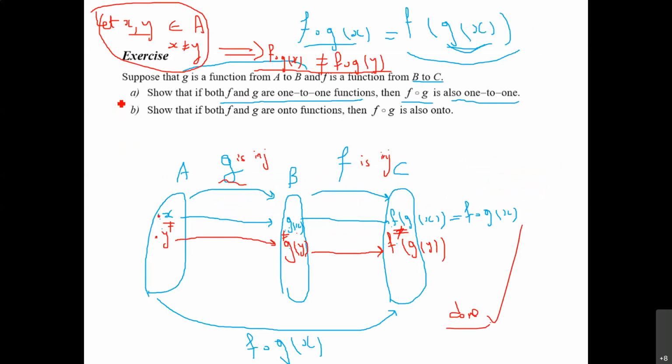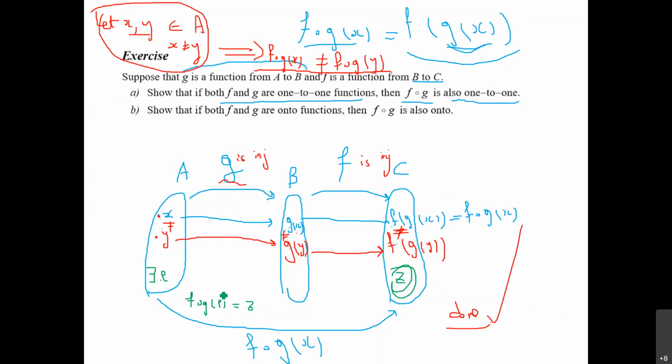In part B, they're asking for surjective. So you're given that f and g are both surjective, they're both onto. You want to prove that f round g is also onto. So by definition, you're going to say, let z belong to C. So let z be some element in C. You have to prove that there exists some element x in A such that f round g of x equals z. So it's in reverse. You start from C and you want to reach A.